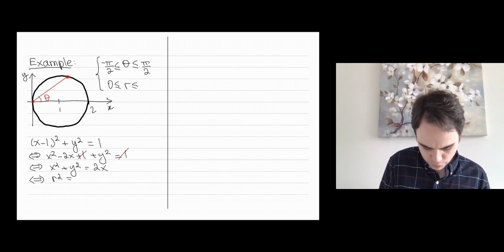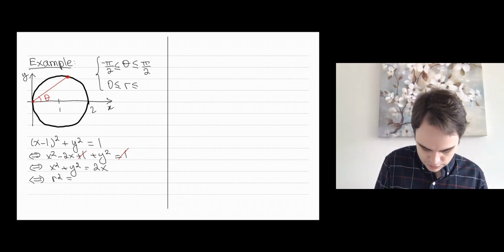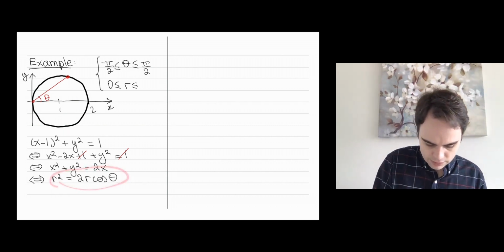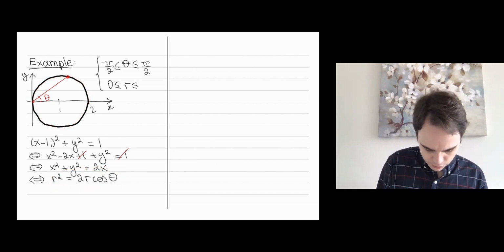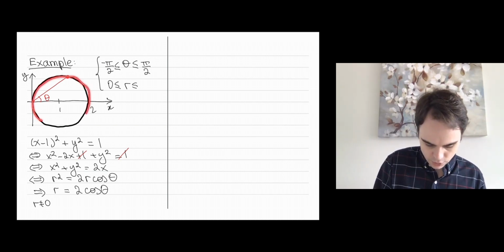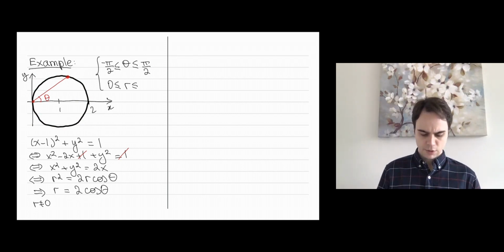The same equation in polar coordinates reads r squared, since x squared plus y squared is r squared, equals 2x, and x is r cosine theta. This tells me that at every point except at the origin, r is equal to 2 cosine theta on this circle.